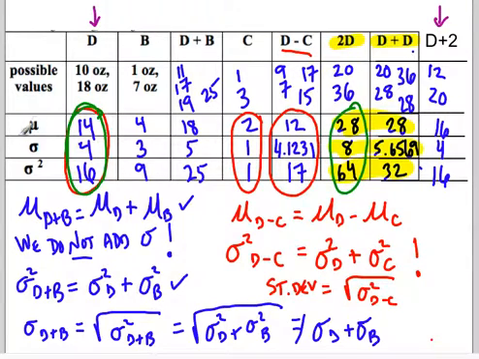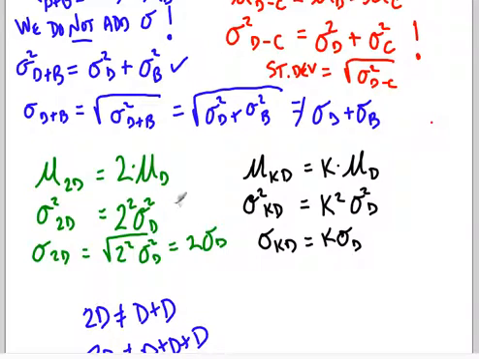So look at the D column and the D plus 2 column. What are we doing with the mean? Well, we're taking the mean of 14 and we're adding on that constant of 2 and we get 16. Okay, so let's write that down. When you want the mean of a random variable plus a constant, you can take the original mean and you can just add on that constant. Okay?